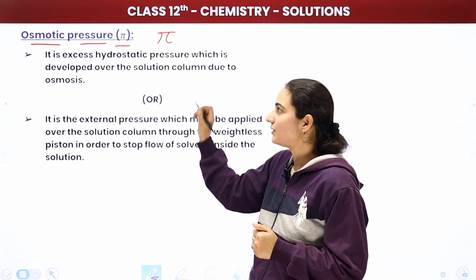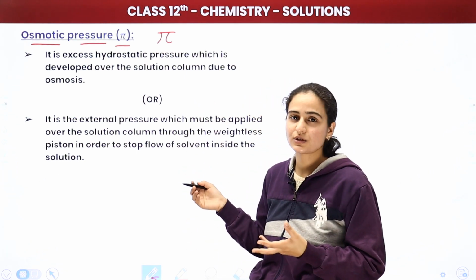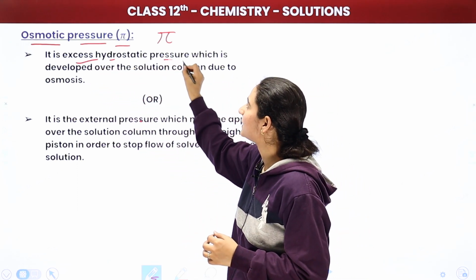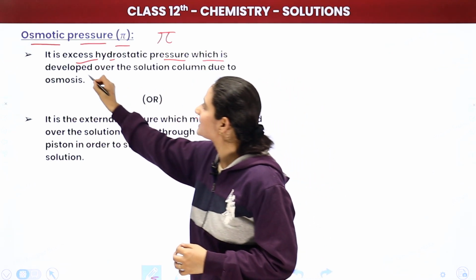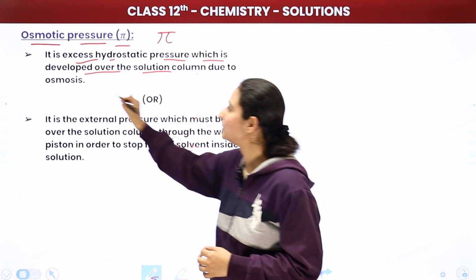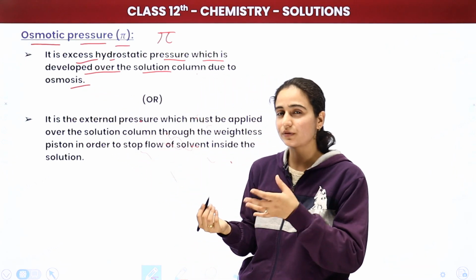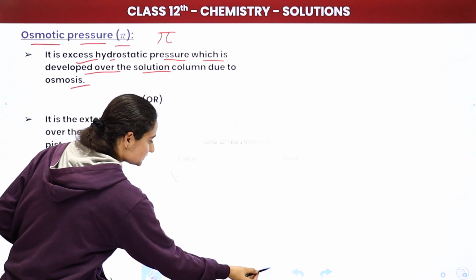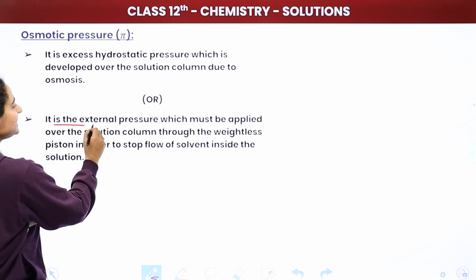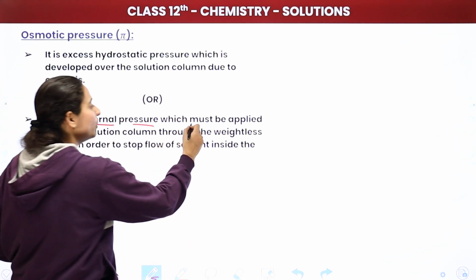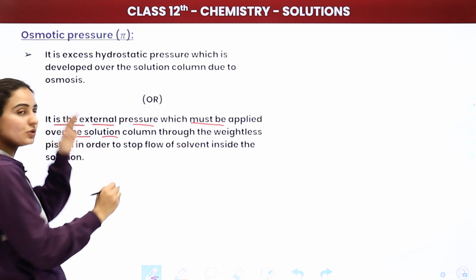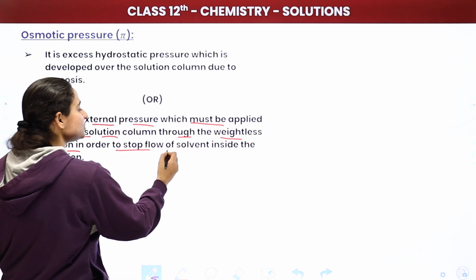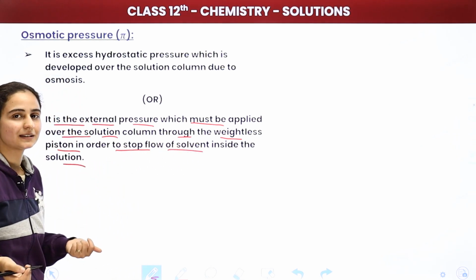So this way, let's read the definition here, then we will understand this using an example also. So it is the excess of hydrostatic pressure which is developed over the solution column due to osmosis. So this is one of the definitions. Now coming to the next definition here, which is: it is the external pressure which must be applied over the solution column through the weightless piston in order to stop the flow of solvent inside the solution.